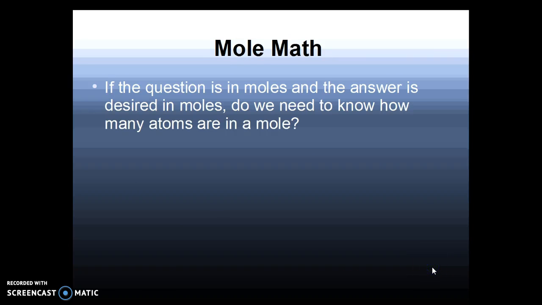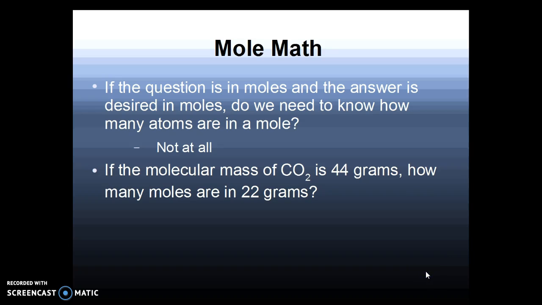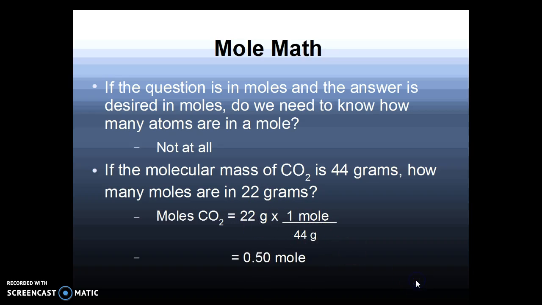Mole math is similar. If the question is in moles and the answer is desired in moles, do we need to know how many atoms are in a mole? Answer, no. So, if the molecular mass of carbon dioxide is 44 grams, how many moles are in 22 grams? Let's solve the problem. Question mark moles of carbon dioxide equals our given 22 grams times our conversion ratio. 1 mole is 44 grams. Grams over grams is 1, and so the answer is 0.50 moles to 2 significant digits.